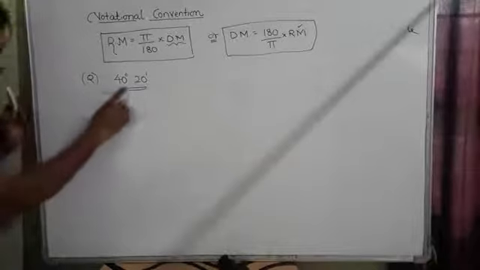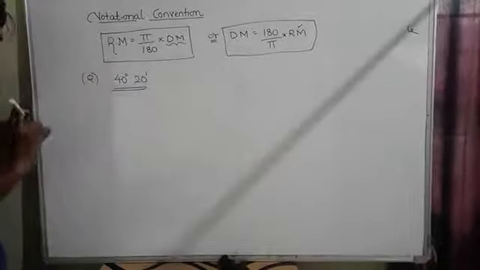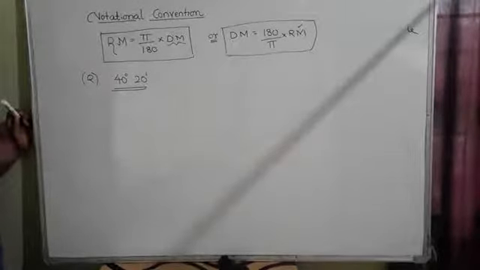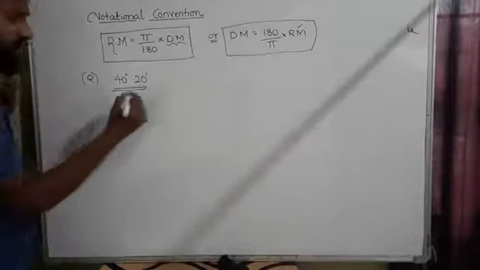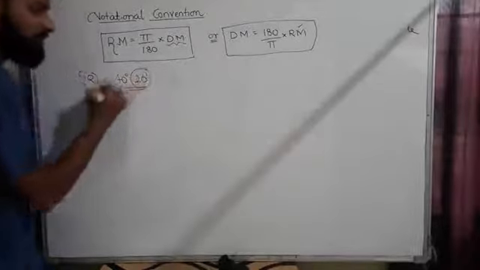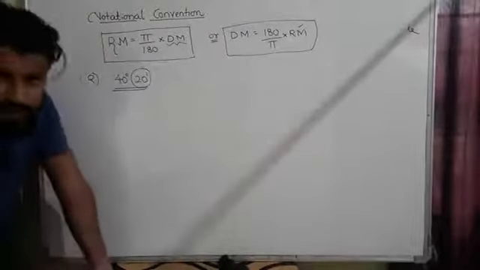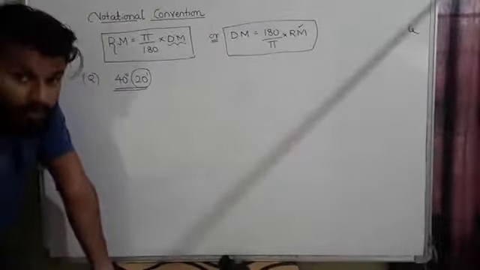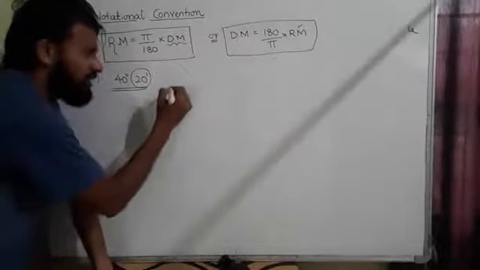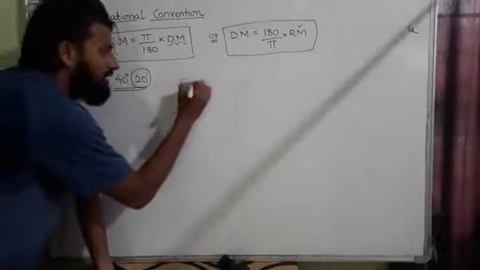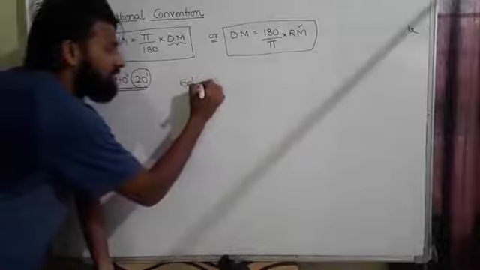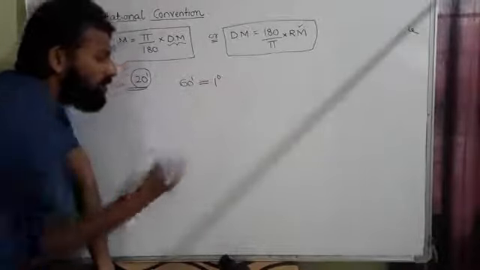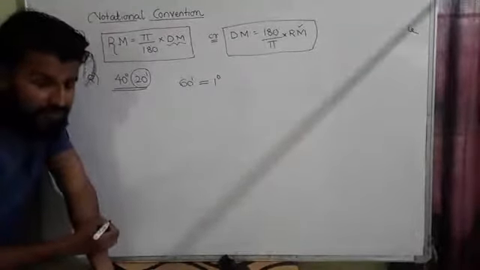Since it is in degrees and minutes, I don't want minutes, I want it back in radian and degree itself. So how to do that? As you know, dear friends, this is 20 minutes. I want to convert this 20 minutes into degree. How do you do that? Yes, we know the conversion, that is 60 minutes makes 1 degree. 60 minutes makes 1 degree.